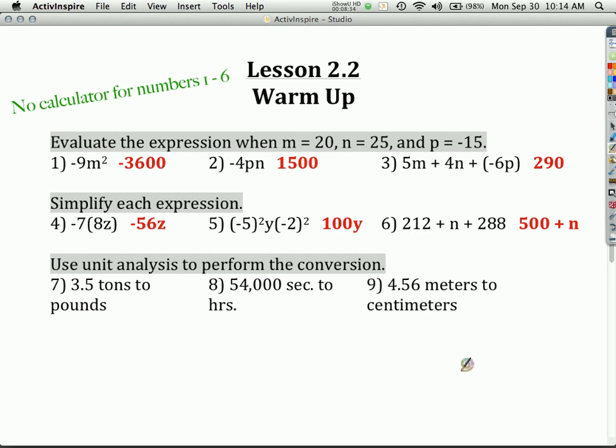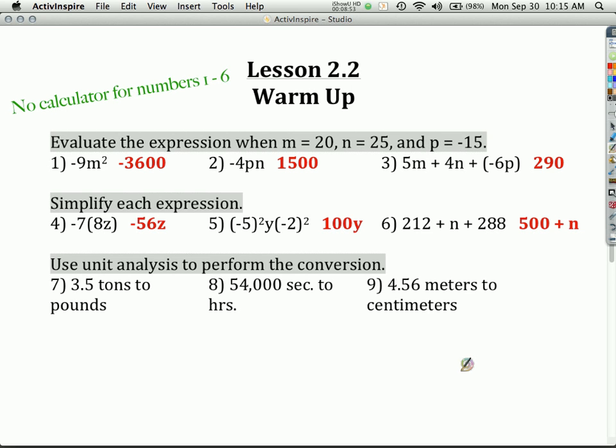We were also last time introduced to unit analysis, a very important skill for you from now until you get all the way through college and beyond. So let's see how we're doing with it. Number 7, what did we get? We'll start with Nicole and then Ethan.